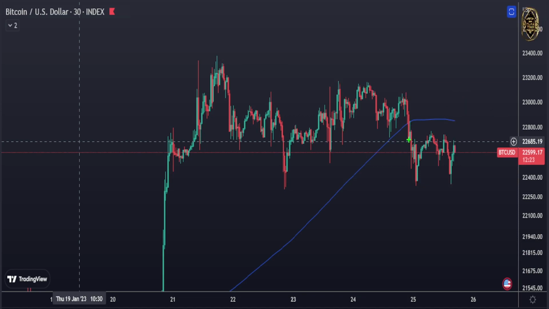Now yes, it tries to give you in 30 minutes a smaller double bottom here. Even for that one, the neckline is here. For the 200 moving average, it needs to break the 200 moving average up for you to enter long. Till now there is nothing here. You need to wait more, and you need to wait for that break here.